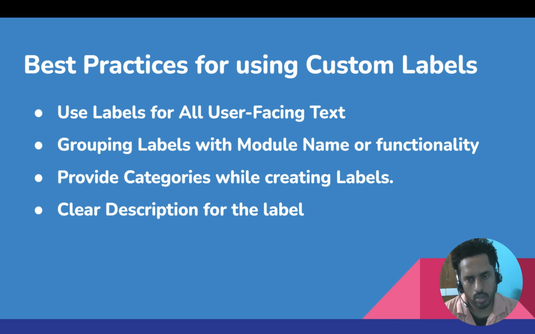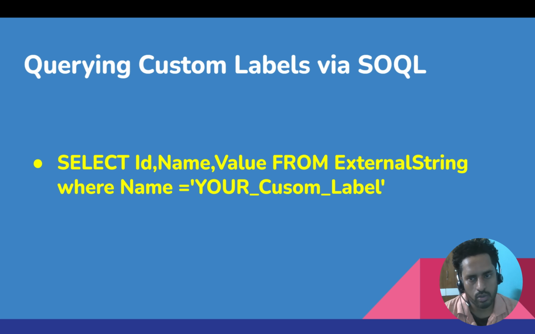Also, custom labels have one field which is categories. So you can provide a category. Again, it depends: if you're performing certain functionality, you can use that functionality name in the categories. Again, this is for ease of access of the custom labels. We should also have a clear description for the labels. That is an additional best practice. When a user wants to see what the custom label is used for, you should always have a good description for it.